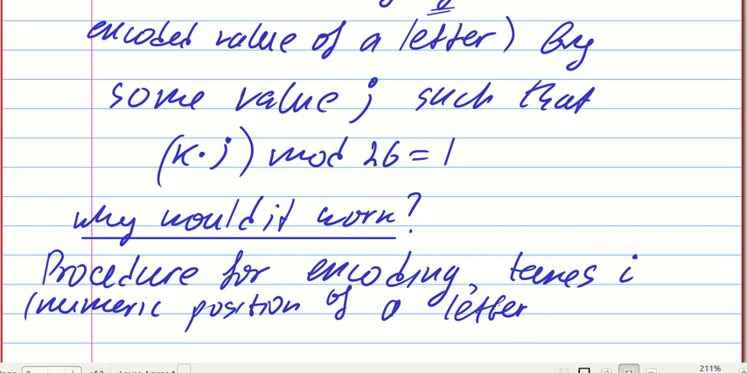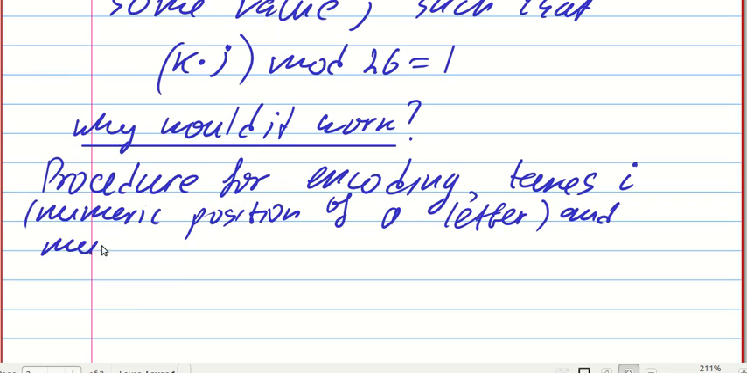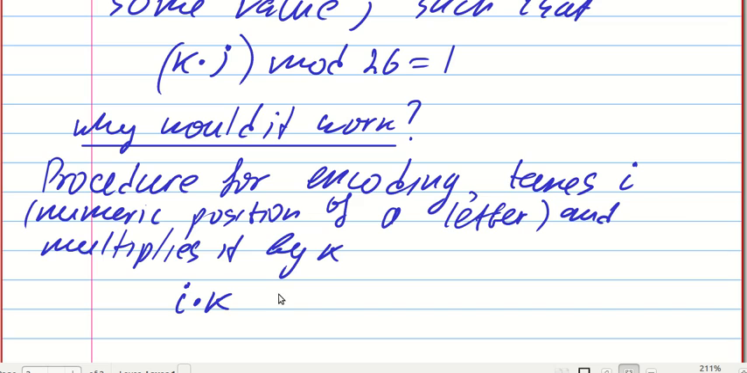of a letter, and multiplies it by k. So we have I times k, or we can write k times I, because it doesn't matter in which way we multiply.